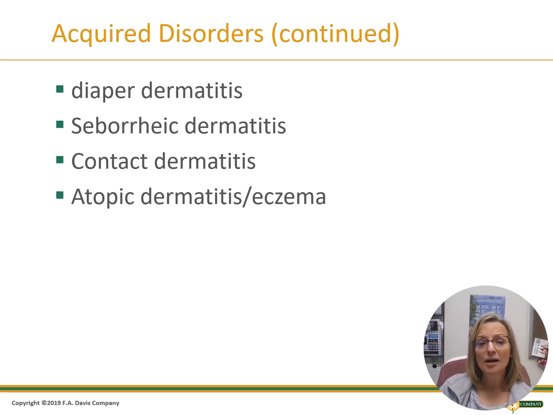Dermatitis. The main types of pediatric dermatitis are diaper, seborrheic, contact, and atopic, which is also eczema.